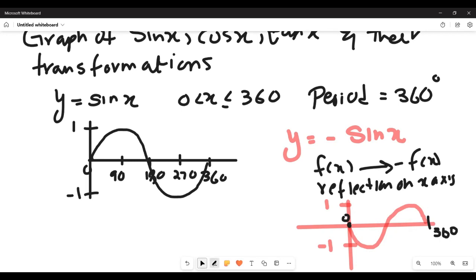Another thing, you might be asked to plot everything in radians. So then this is 0, 90 is pi by 2, 180 is pi, 270 is 3 pi by 2, and 360 is 2 pi. So it depends whether the question is in degrees or radians, you have to plot accordingly.